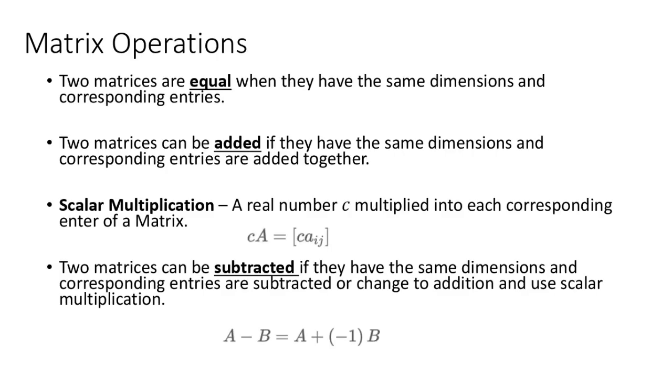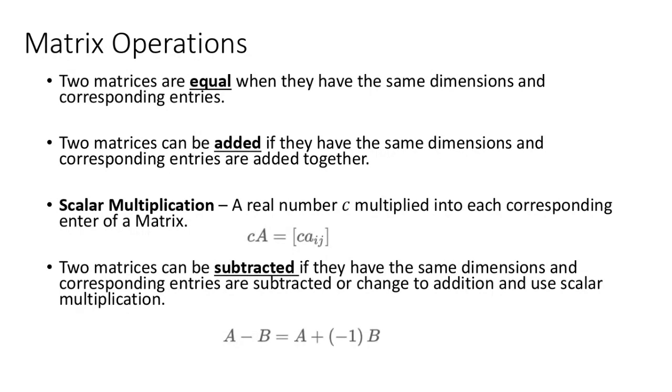All right, so let's go to section 8.2. Now that we know how to solve a linear system using matrices, let's do basic operations with matrices. So the first thing that we need to do is a little review of our matrices. Two matrices are equal when they have the same dimensions and corresponding entries. What that means is two matrices are equal if they are the same size and they have the same elements inside the matrix. That's what makes them equal.